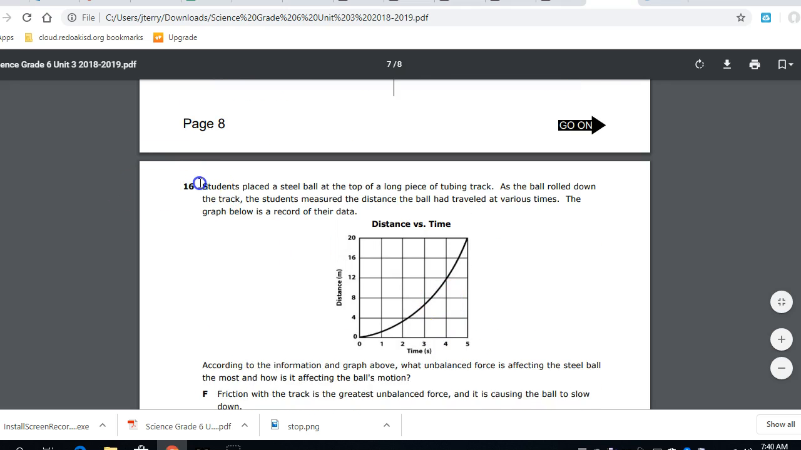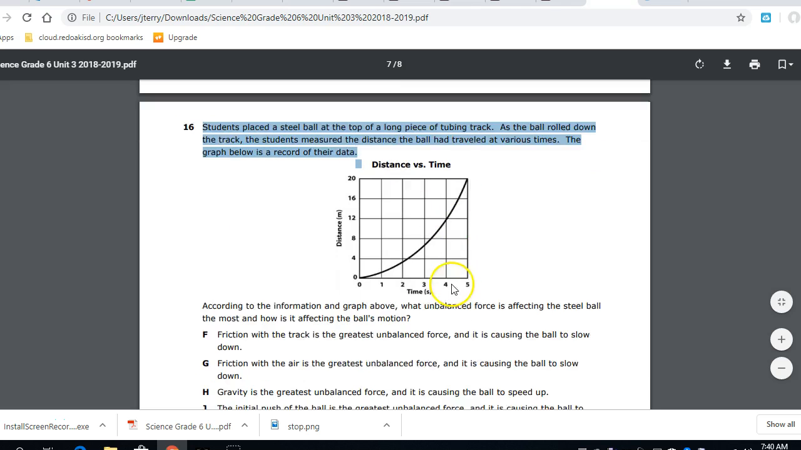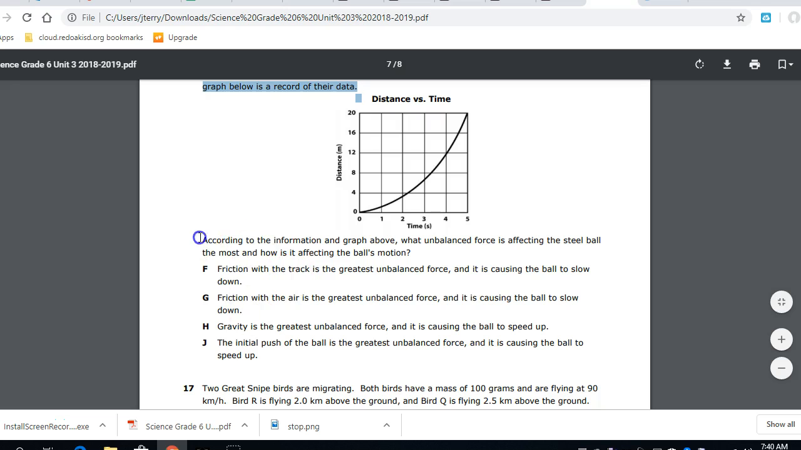Number 16, students placed a steel ball at the top of a long piece of tubing track. As the ball rolled down the track, the students measured the distance that the ball had traveled at various times. The graph below is a record of their data. According to the information in this graph, what unbalanced force is affecting the steel ball, and how is it affecting the ball's motion? Is it F, friction with the track is the greatest unbalanced force, and it's causing the ball to slow down? Remember your motion graphs.